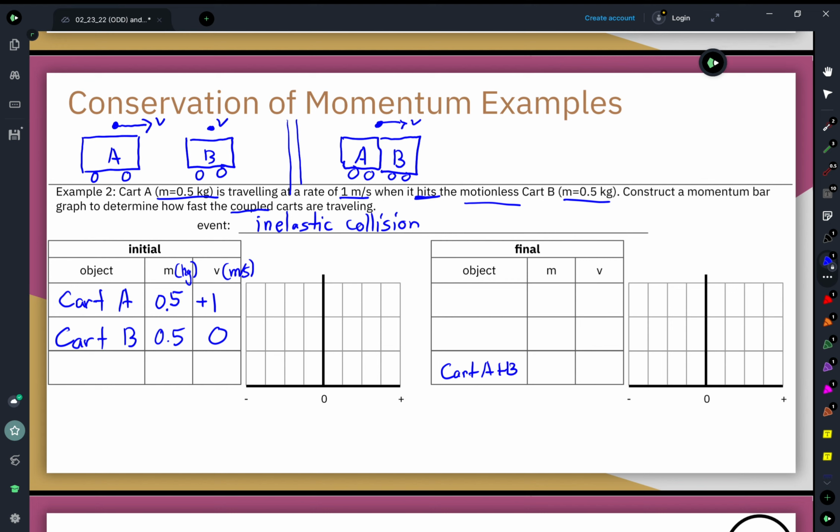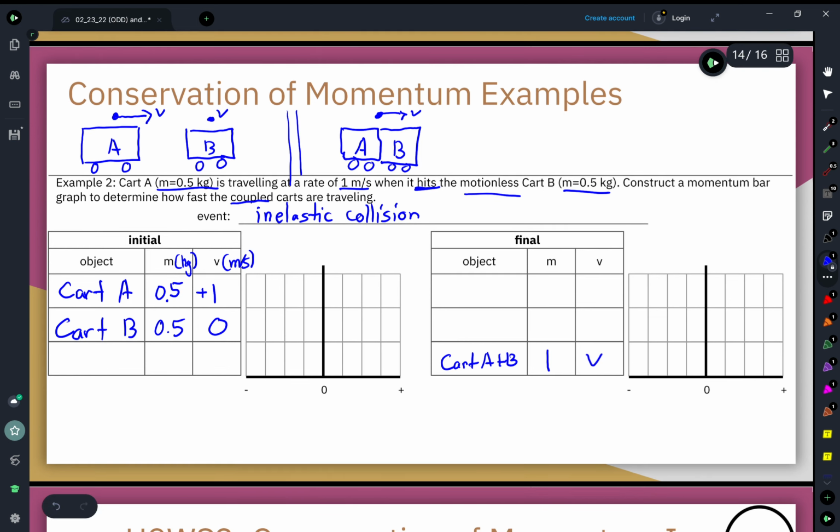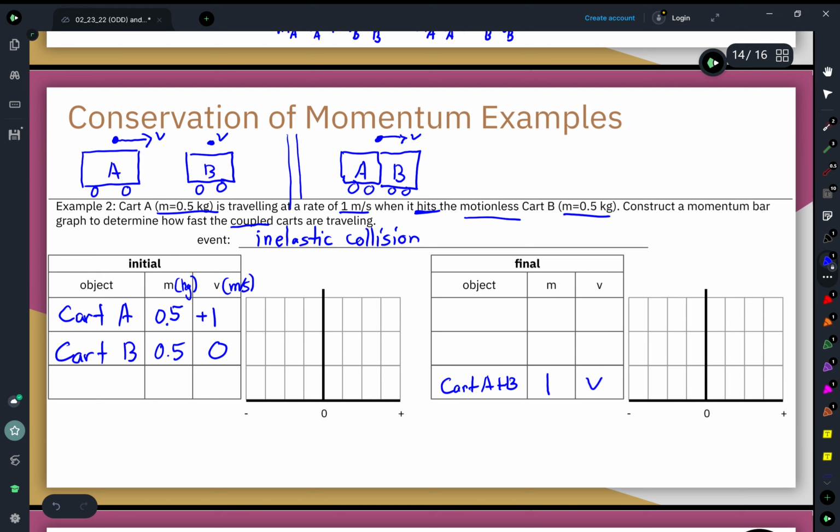I know that their combined mass is going to be the mass of cart A plus the mass of cart B, which is how we're going to end up with, instead of 0.5 plus 0.5, we can just simplify that down to overall, that added together is going to be 1. They have a mass of 1 kilogram. And we don't know how fast they're traveling. That's what we're going to be looking for. So I'm going to be solving for my velocity. That can be my final velocity. It can be v just for velocity, or I can even have it as v of our A plus B cart combined.